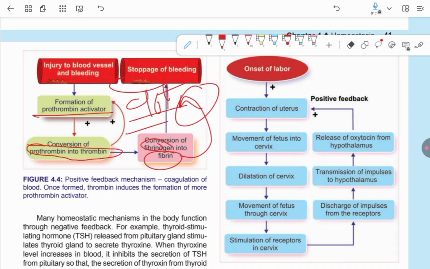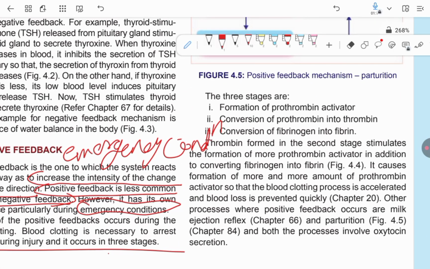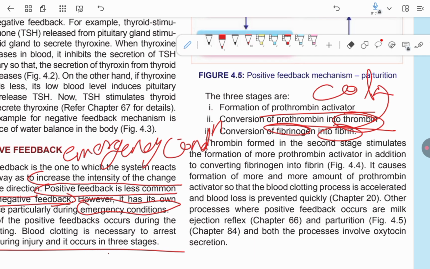So let's discuss here the three stages of blood clotting. First is formation of prothrombin activator. The inactive prothrombin is activated with the help of prothrombin activator, and this prothrombin will be converted to thrombin, and this thrombin will convert the fibrinogen into fibrin. Fibrin forms a thread-like structure, which is called a clot, and this clot is responsible for stoppage of bleeding. So this is all about it.